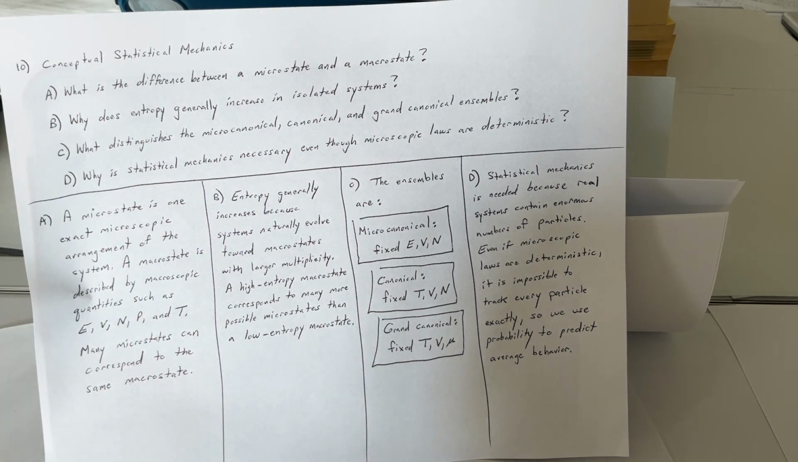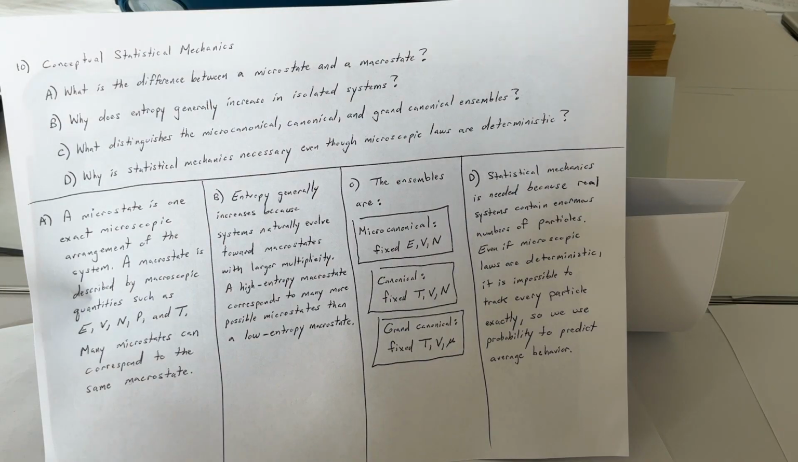For letter A, a microstate is one exact microscopic arrangement of the system. A macrostate is described by macroscopic quantities such as E, V, N, P, and T. Many microstates can correspond to the same macrostate.